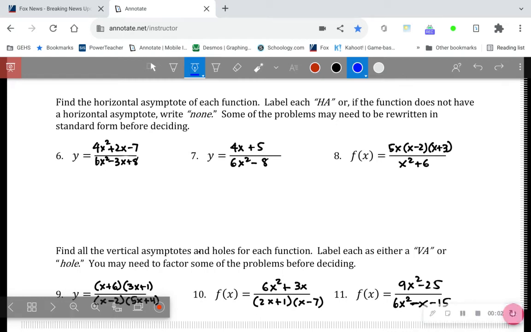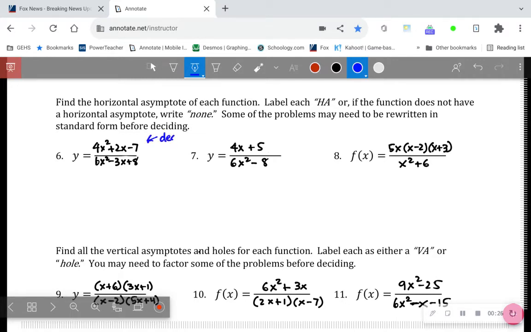Okay, we returned to the Chapter 4 review for Algebra 2. And for problems 6, 7, and 8, my examples here, we're going to find the horizontal asymptotes. What this depends on is the degree of the top and the bottom. So we're going to start with number 6 with degrees that are matching.